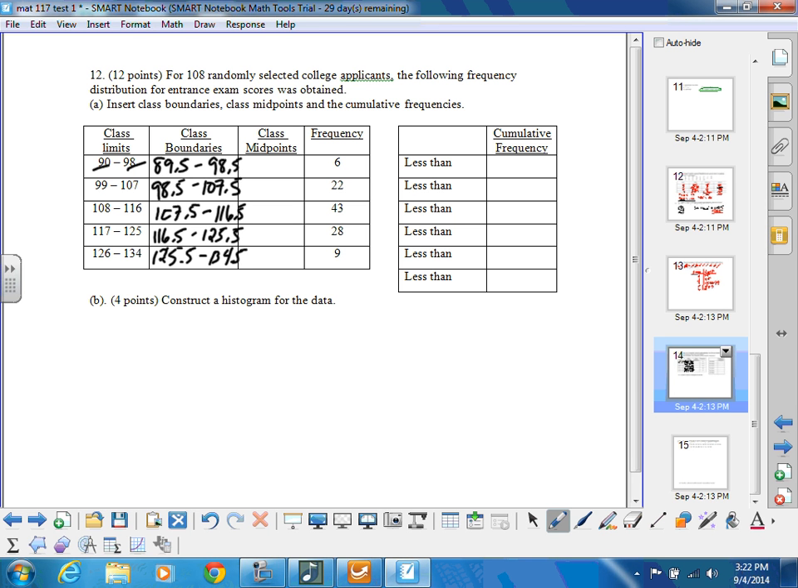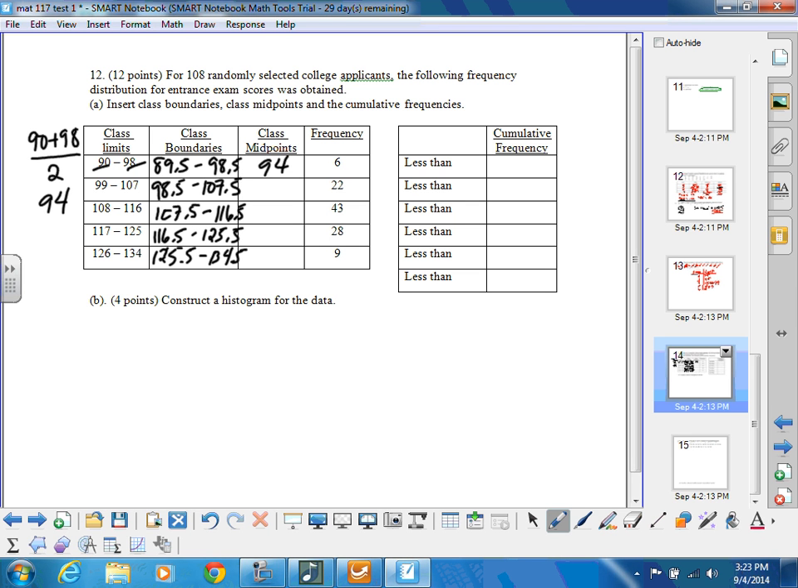Now, let's talk about the class midpoints. The class midpoints are going to be the numbers that are immediately in between my class limits. So what I need to do is to figure that out. I would write this off to the side as 90 plus 98 divided by 2, and that would give me 94. And I would do that for every one of them with a calculator to figure out my midpoints.